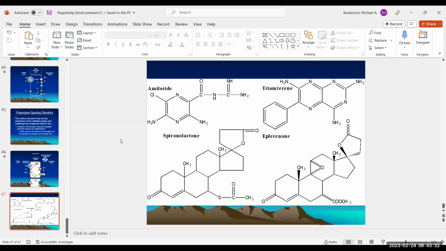Very good. That's my introduction to some of the drugs that are used to mitigate blood pressure. Let's talk about some of these in more detail. In particular, let's discuss the beta blockers.